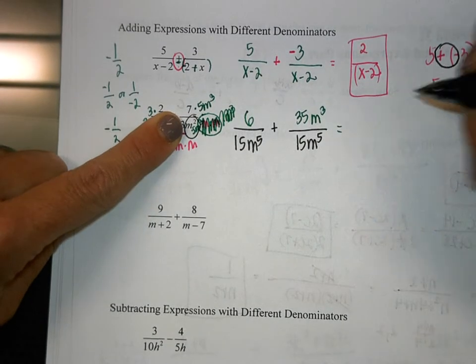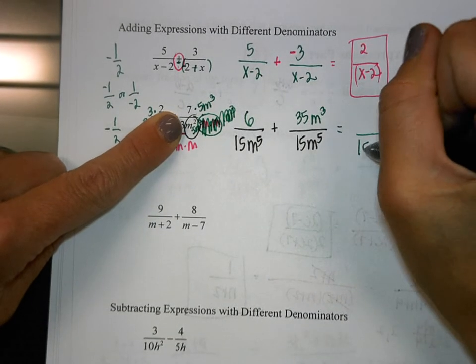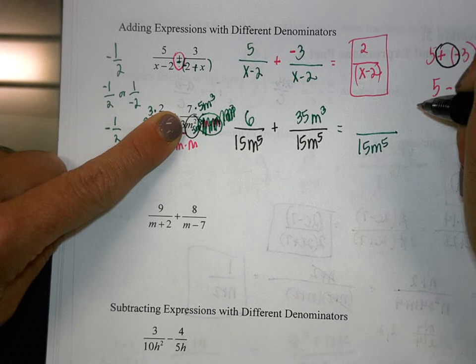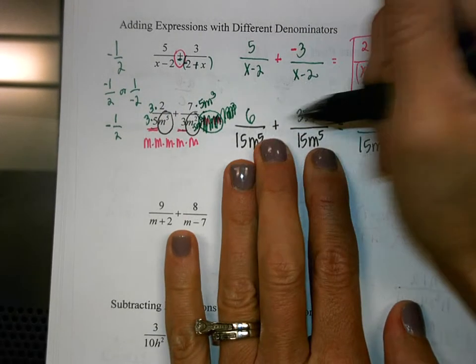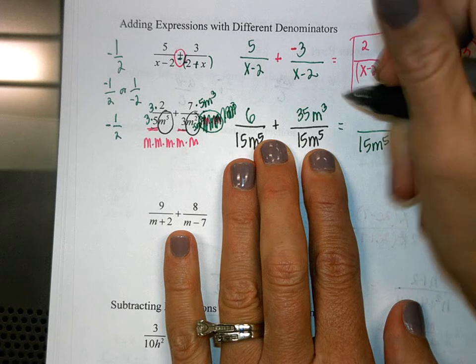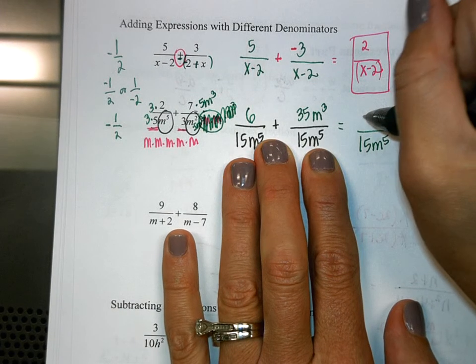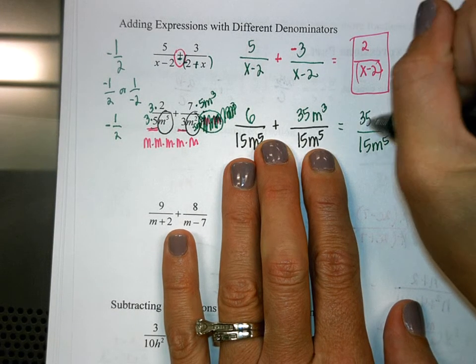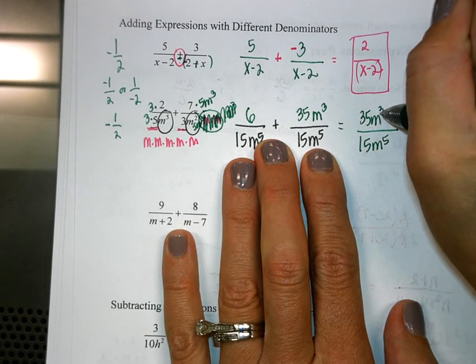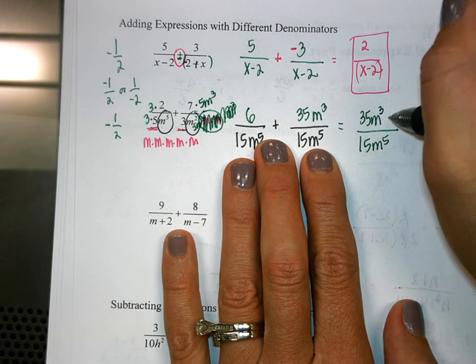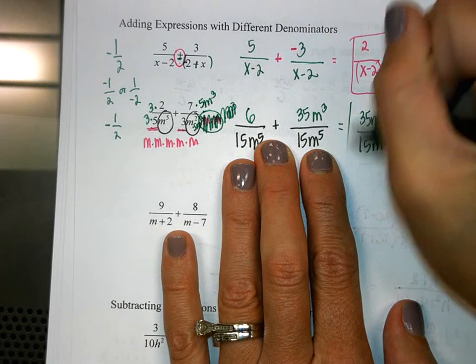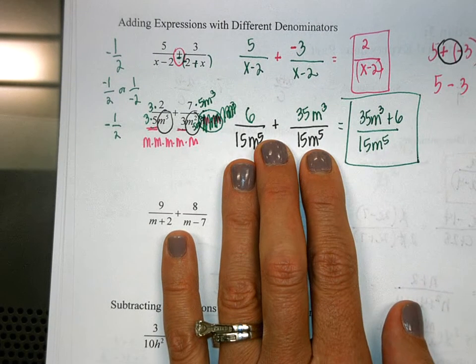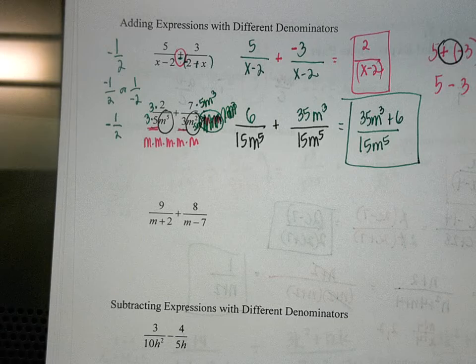So we keep our denominator of 15m to the 5th. And then can I combine these? No. So we're just going to write that as, yeah, and I would write it in descending order like you did, 35m to the 3rd plus 6. If you didn't write in descending order and you wrote 6 first, that's fine. Okay, and we can't reduce anything. That's my answer.